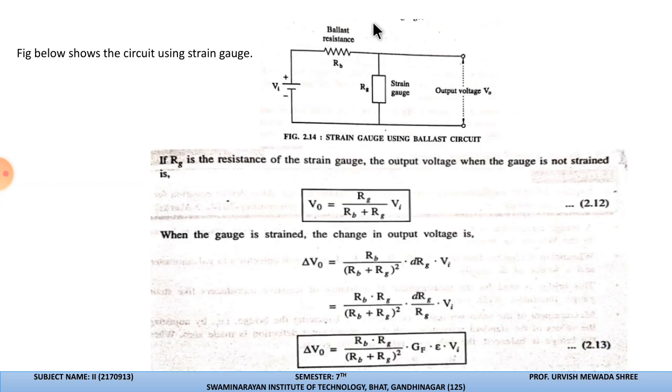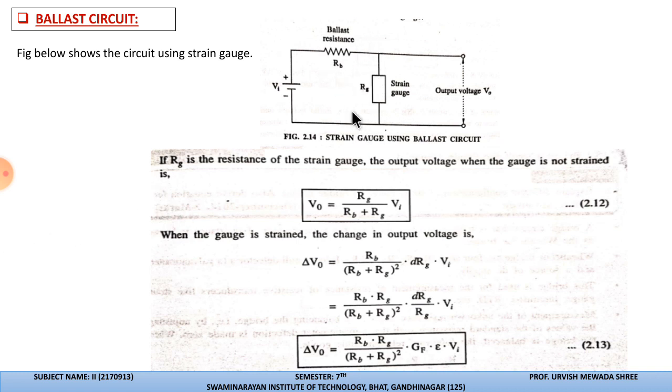So this is the diagram of the ballast circuit. Generally, ballast resistance is the compensating resistance for the strain gauge. In this circuit, you can see that RB is the ballast resistance, and in parallel we have the strain gauge, by which we are measuring the strain. V1 is the input voltage of this circuit and the output voltage is VO. So we are using the ballast as a compensating circuit for the strain gauge. Let us analyze this circuit first.